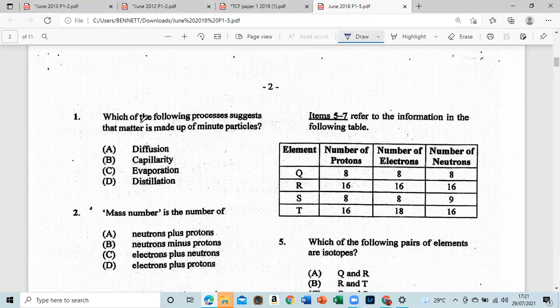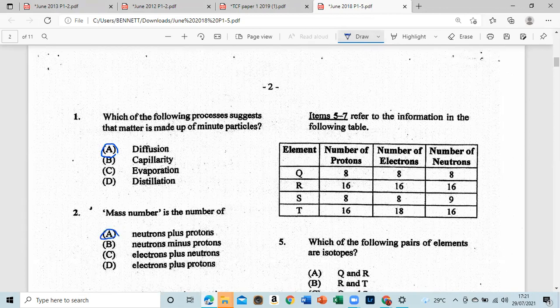Number one, which of the following processes suggests the matter is made up of minute particles? And that is A, diffusion. More papers to come, guys. Number two, define the energy. The mass number is the number of neutrons plus protons, so that is A.